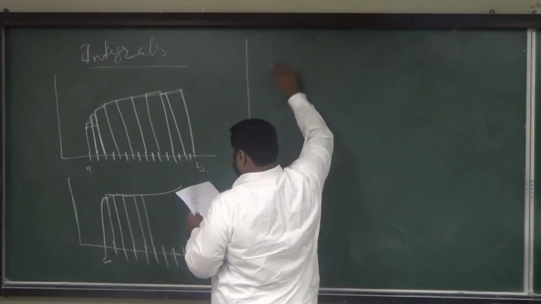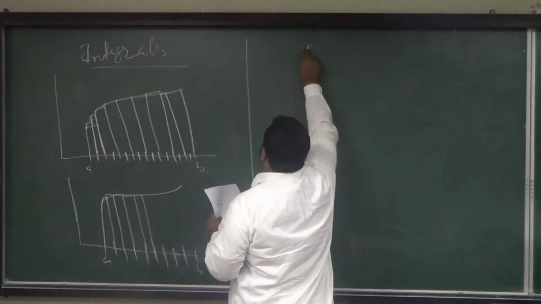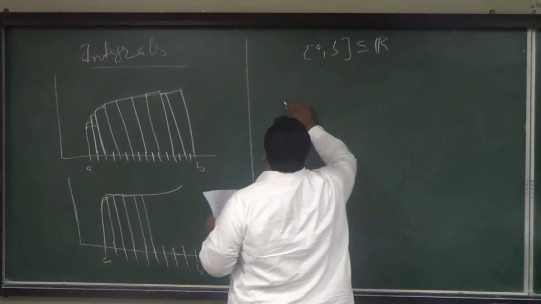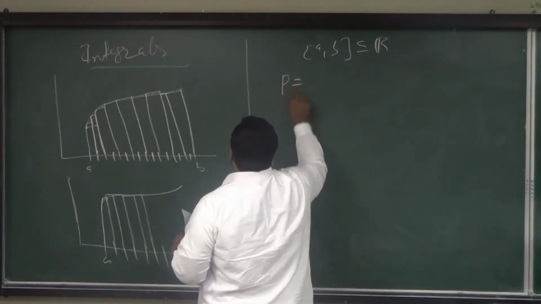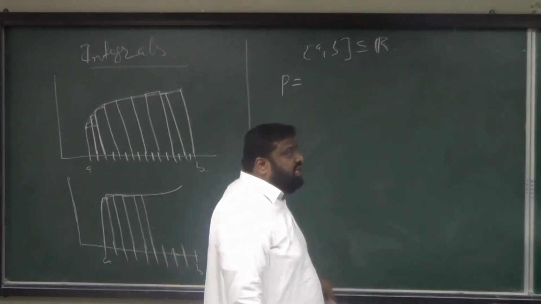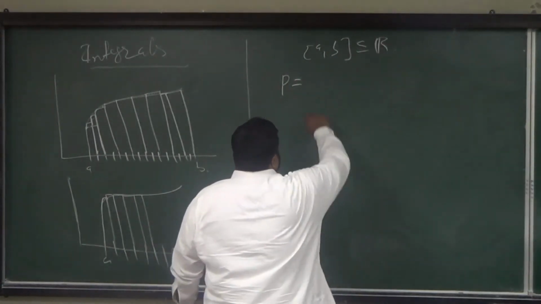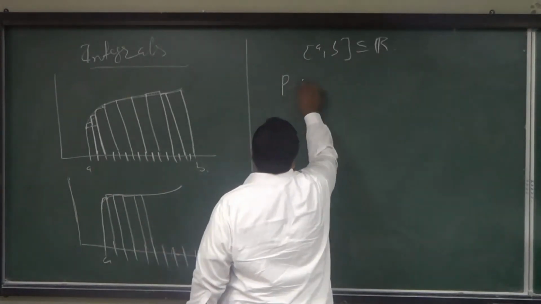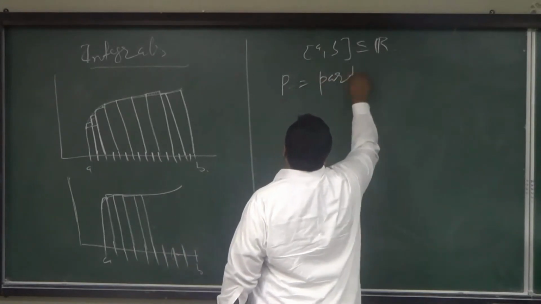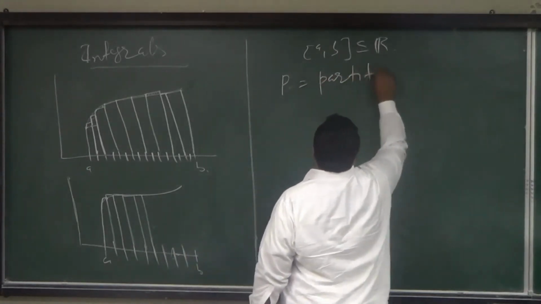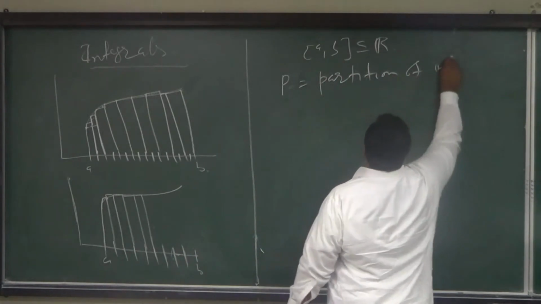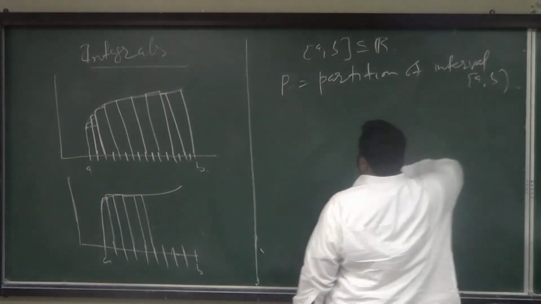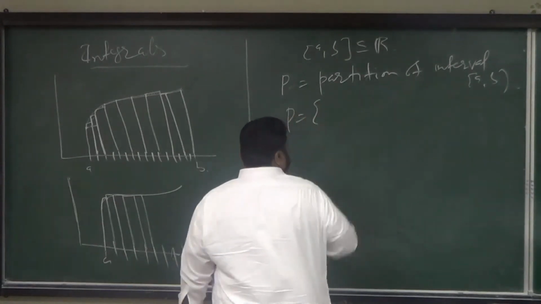So imagine I have a function on a closed interval [a, b], a subset of R, and I have P. This set P is what I'm going to call a partition of the interval [a, b]. And what does it contain?